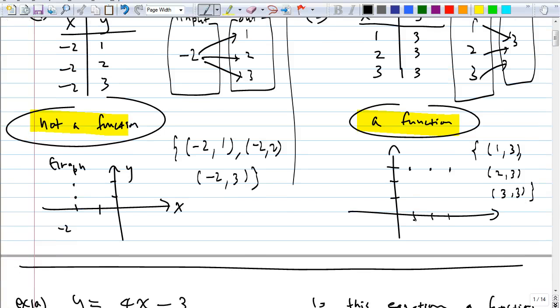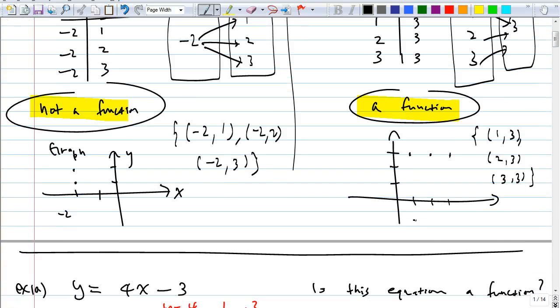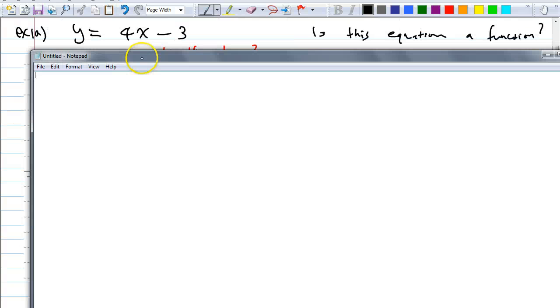So here, y equals 4x minus 3. Write this down. So here's a question. Is y equals 4x minus 3 a function or not a function? But you may say, wait a minute. This is not a set of ordered pairs, as we saw before. It's not a graph. It's not a set of ordered pairs.